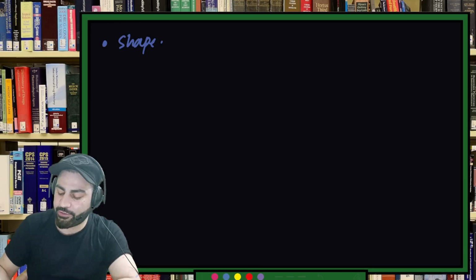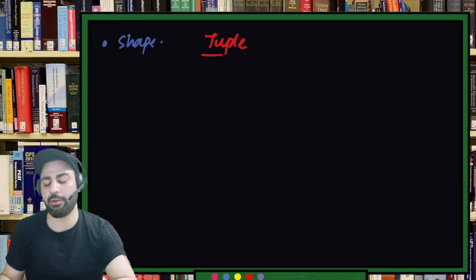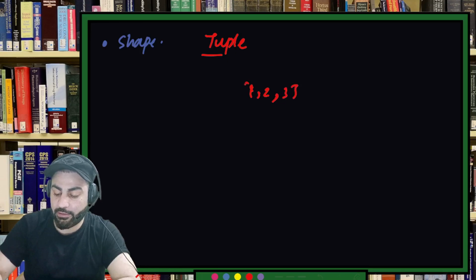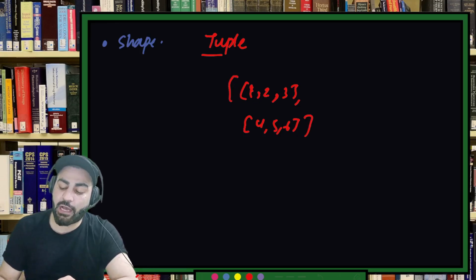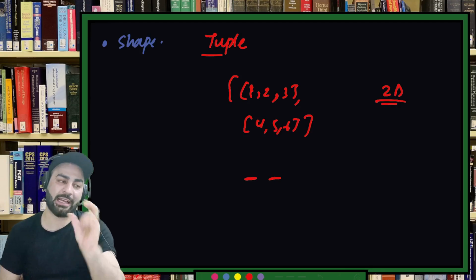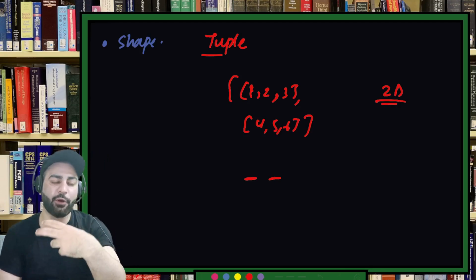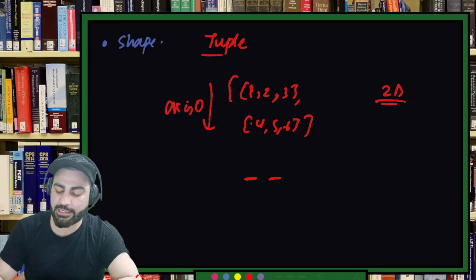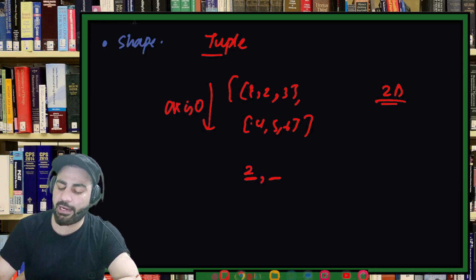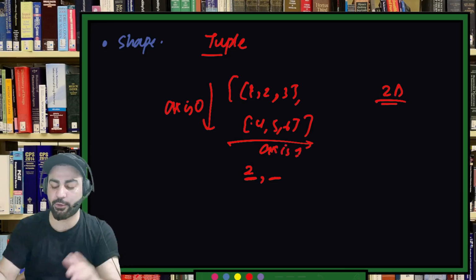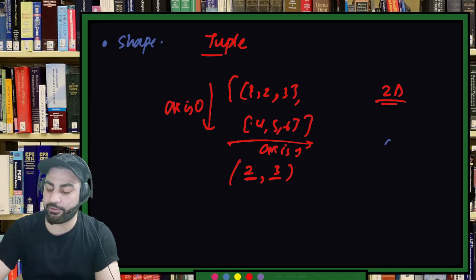Shape is a tuple. It will return a tuple. If I wrote something like this, 1, 2, 3 and then 4, 5, 6, this is how I define my ND array. This is actually a 2D array, so there will be two axes, axis 0 and axis 1. Now I need to see the number of elements. There are two rows along axis 0, so I can write 2 comma. Each of the columns along axis 1 has length 3, so I can write 2 comma 3. This 2 comma 3 is the shape.